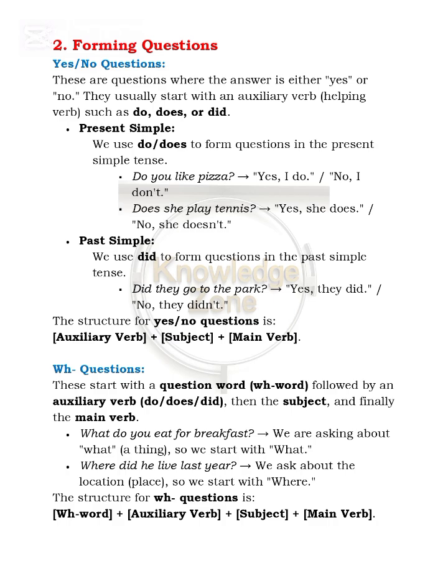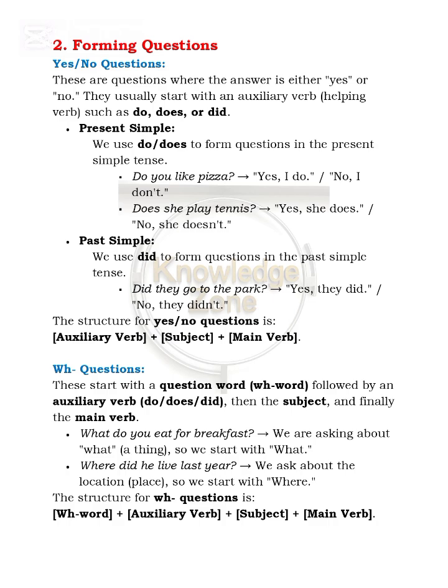Past simple. We use did to form questions in the past simple tense. Did they go to the park? Yes, they did. No, they didn't. The structure for yes-no questions is auxiliary plus subject plus main verb.